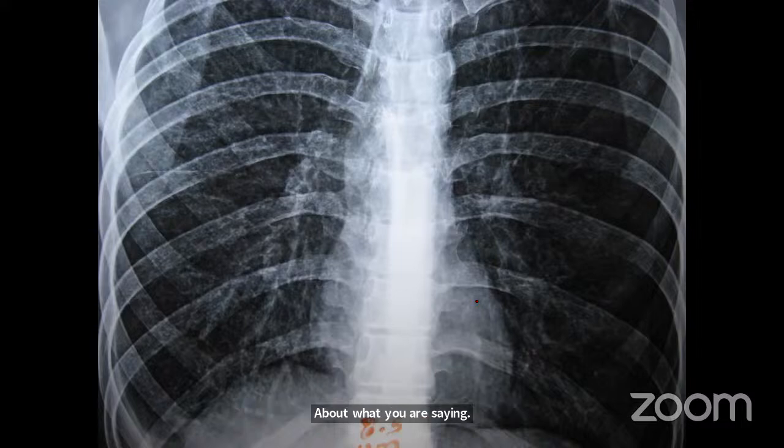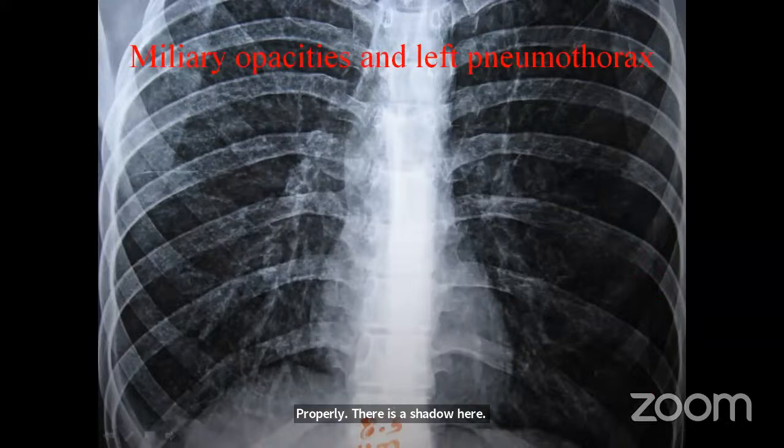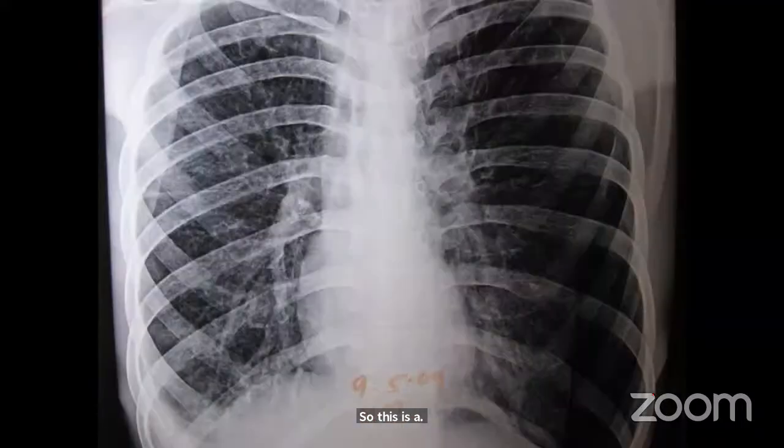Routine reading of the X-ray should not take more than a minute for the experienced eye. So in this X-ray, there will be mottlings here and there. And if you see very clearly, very properly, there is a shadow here or a thin line. So this is a pneumomiliary opacities with a left pneumothorax. Can you see here? It is more appreciated here.